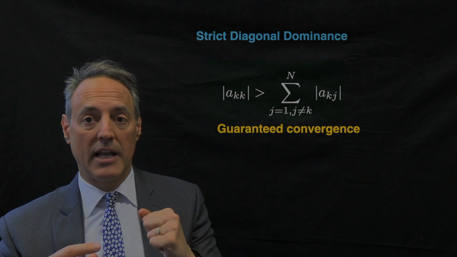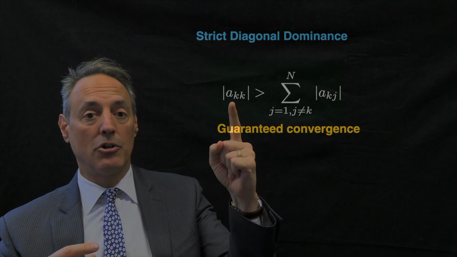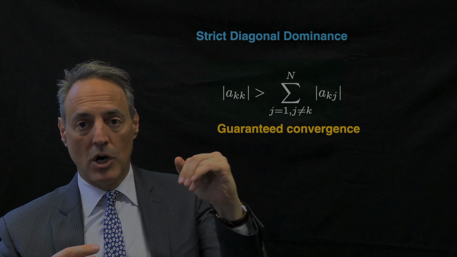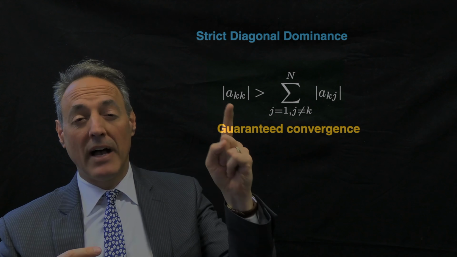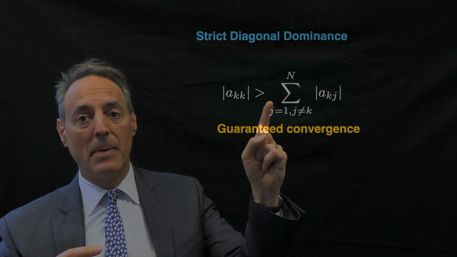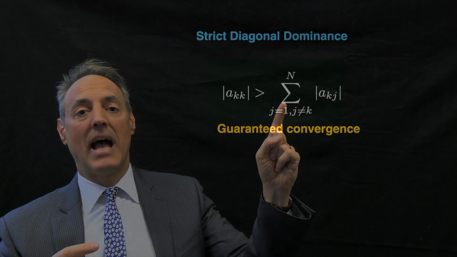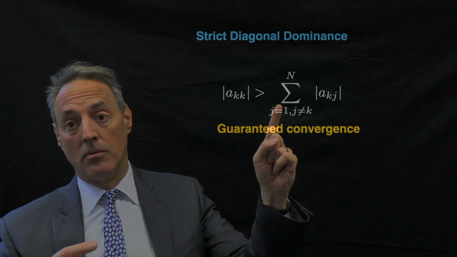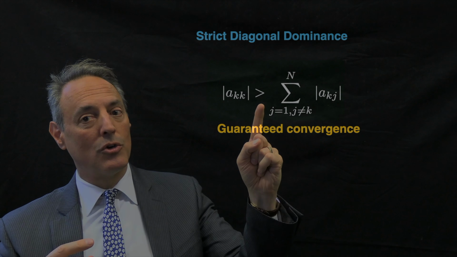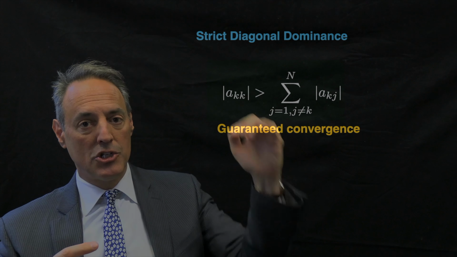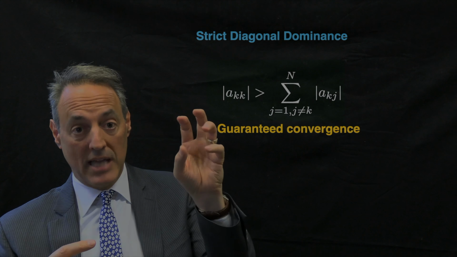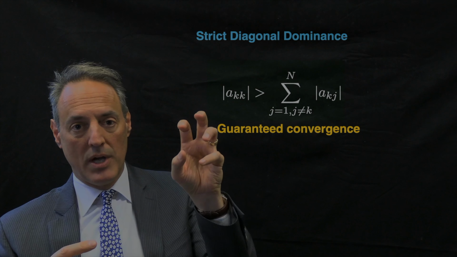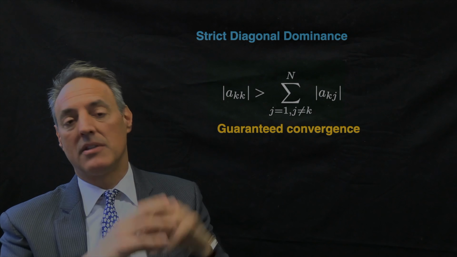And what is strict diagonal dominance? You take the diagonal term at each row. So for each row, go to the diagonal, and you take its absolute value. The absolute value of that diagonal term has to be bigger than the sum of the absolute values of all the other terms in that row. Not bigger than or equal to, greater than. So you go row by row, you look at the diagonal term, take its absolute value, and you ask the question, is it bigger than the rest of the sum of that row?